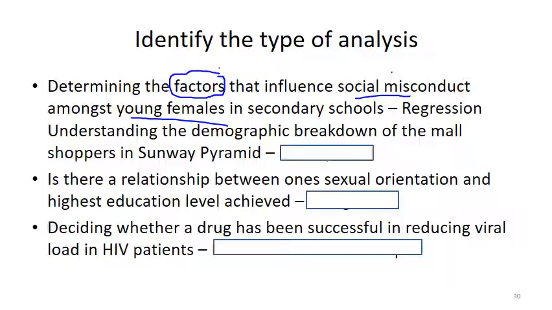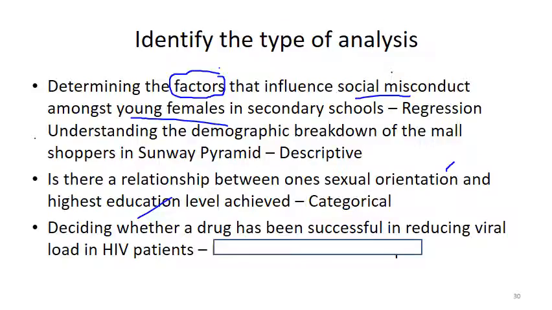Okay, so the next one is, oops, I missed out a bullet point. Understanding demographic breakdown of mall shoppers in Sunway Pyramid. So this is definitely a descriptive. So we're just describing about the sample. Is there a relationship between one's sexual orientation? Now, sexual orientation is categorical, and highest education achieved. This is also categorical. So, categorical and categorical, that would be categorical chi-square analysis.